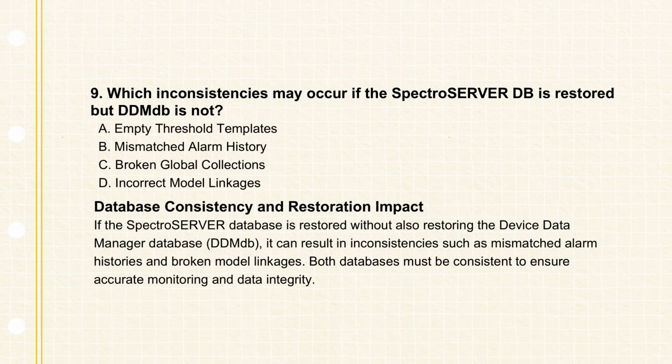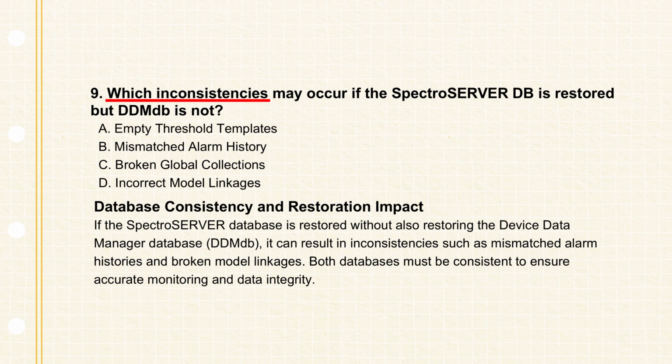Okay, now, for something that sounds tricky, troubleshooting potential database issues. This one gets interesting. What kind of problems, what inconsistencies might you see if you restore the main Spectre server database, but you don't restore the related DDMDB, the device data manager database? Oh, this is a critical one. It really underscores how vital database synchronization is, especially in complex systems with interdependent data stores. Right. If the Spectre server database, which holds the core network topology, models, and relationships, gets restored from a backup, but the DDMDB, which holds more dynamic, detailed device data like current configurations and operational state, doesn't get restored from the same point in time.